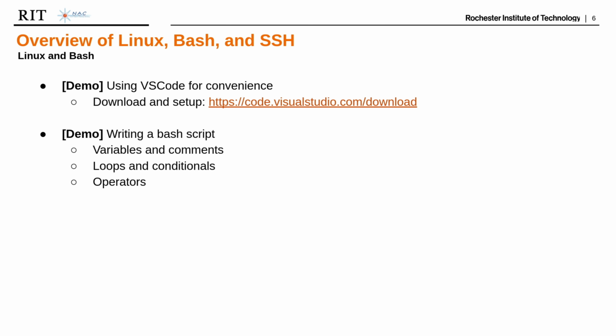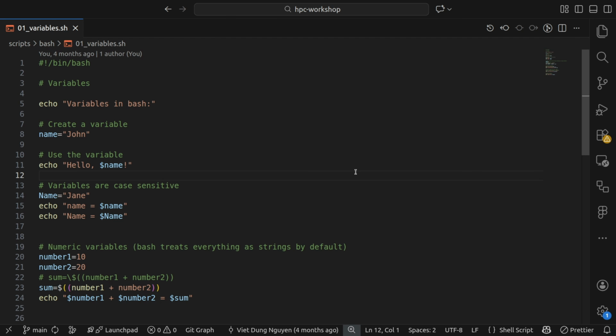For this tutorial, I'll be using VS Code for convenience. Here's the link to download and set up. First of all, I'll be demoing how to write a bash script with variables, comments, loops, conditionals, and operators. First of all, I create a bash script with the postfix .sh, so there are several different things we can try.